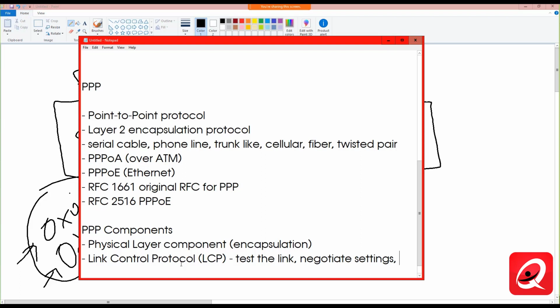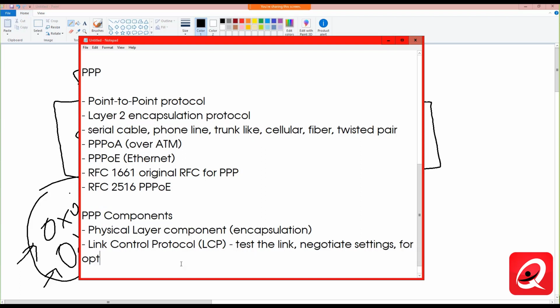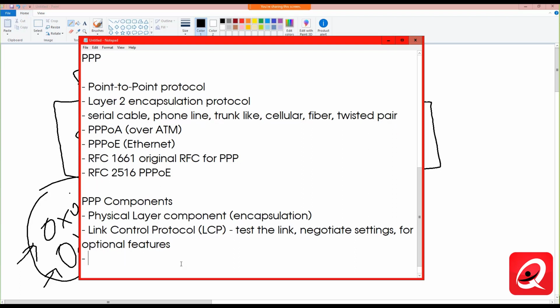We also use this for optional features as well. We'll talk about that in a little bit. That involves things like encryption and so on. All right, so that's the second component. And then the third component is something called the Network Control Protocols component. That's Network Control Protocols, or NCP.